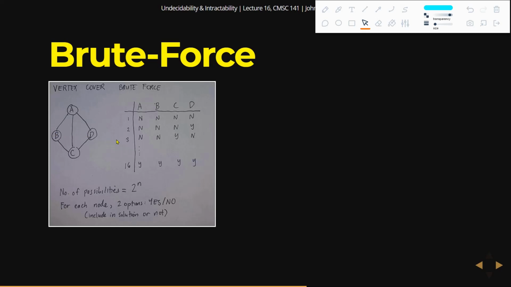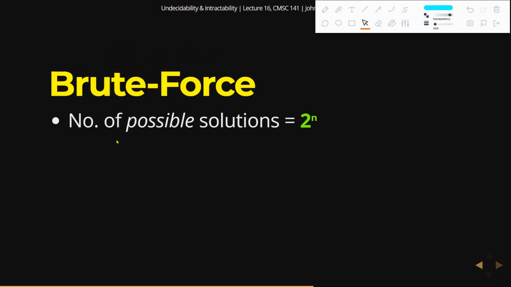So all possibilities, right? In total, there are 2 raised to n possibilities, because for each node there are 2 options, yes and no. So for vertex A you have 2 options, times 2 options in B, 2 options in C, 2 options in D. That's 2 times 2 times 2 times 2, or 2 raised to 4, which is 16 in total. So it has an exponential number of possibilities. If you go through it one by one, it will take you an exponential amount of time. So it's not a good idea to brute force it. The number of possible solutions is 2 raised to n.